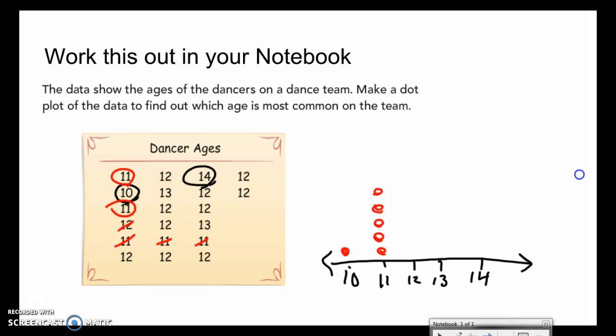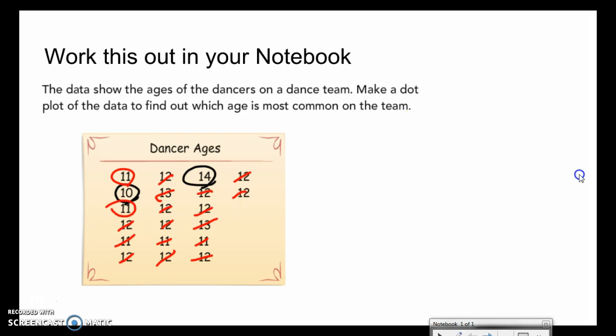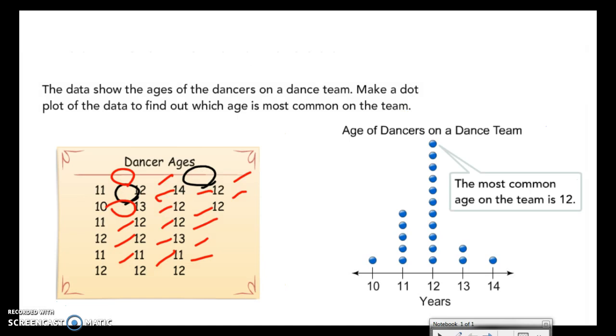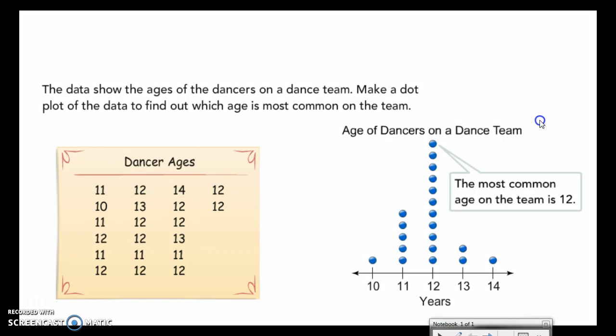Alright, about 12. 1, 2, 3, 4, 5, 6, 7, 8, 9, 10, 11. 11 12-year-olds. Alright, 13. There's 2. And 14. There is 1. So there are no holes in this data, but you can see it goes from 1 to 5 to 11 to 2 to 1. And in case you don't believe me, here's your answer. So most of the kids in this dance team are about 12 years old.